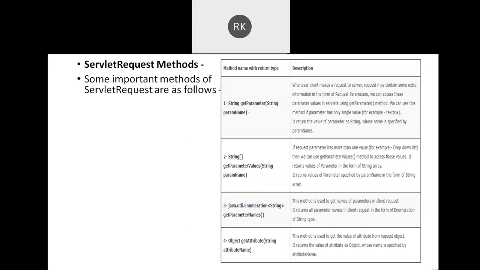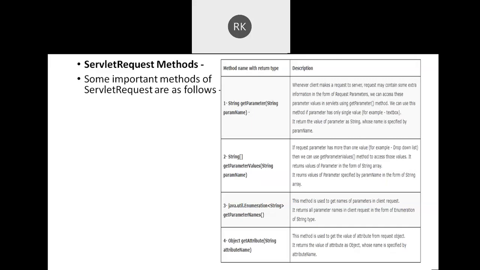Here it will be expecting a parameter name, and it will return the value of that. Whenever, for example, a client makes a request to the server, the request may contain some extra information in the form of a request parameter. For example, in a login form, you enter your user ID and password. Whatever the values of user ID and password are, you need to access them at the server side, and you can access them using this getParameter. We'll see that.